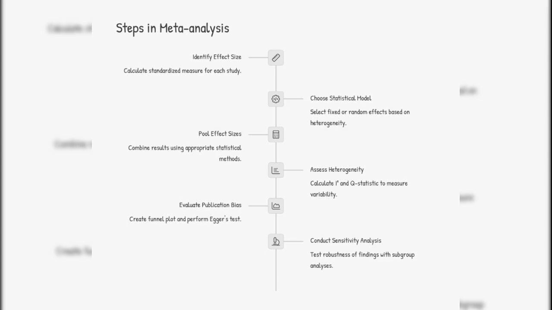Next, let us know the steps in meta-analysis. Now the math begins. First, we need to calculate the effect sizes for each study. Decide your model, whether it is fixed or random. Assess heterogeneity using I-squared. Combine results, evaluate publication bias, and then conduct sensitivity analysis to ensure robustness.